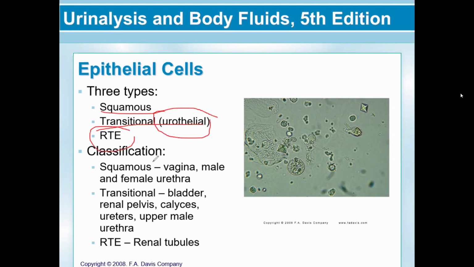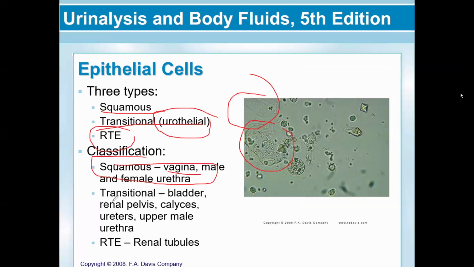Classifications: for squamous, where do we often see them, or where are they derived from? From the vagina of female patients or from the male and female urethra. When we see them, they're usually not significant. In this picture, we see what look like sunny side up eggs. Those are your squamous epithelial cells.